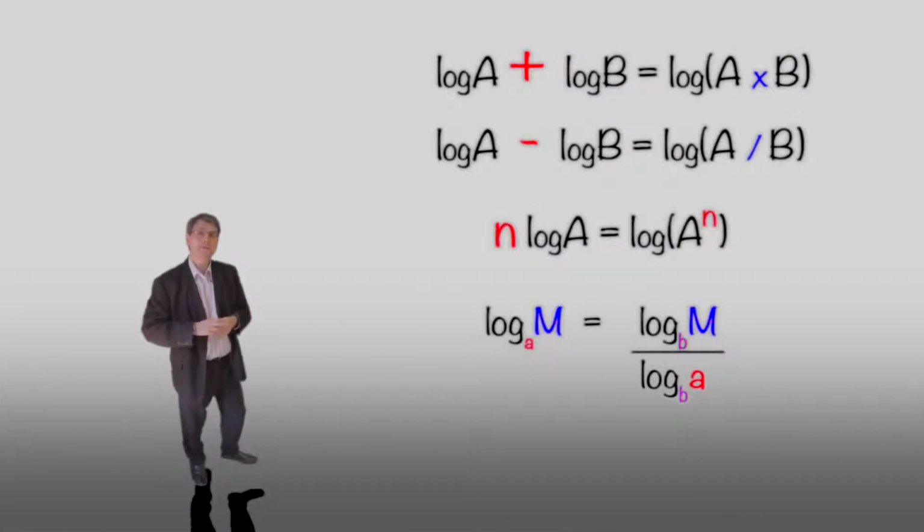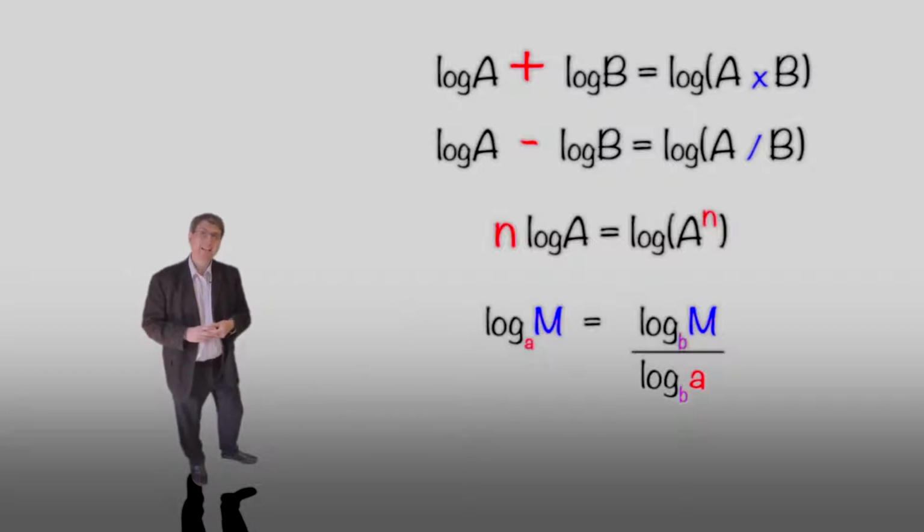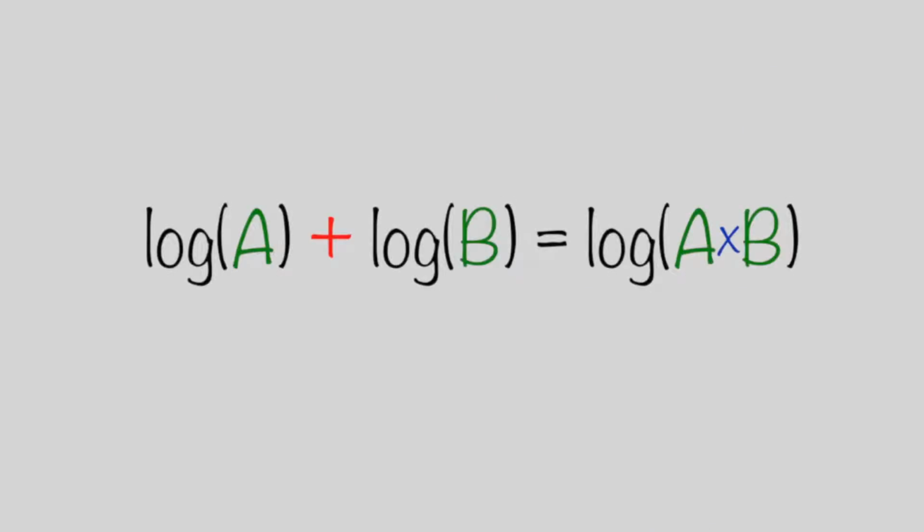Okay, so you've got down that little list of the laws of logarithms. Note that the log implied here could be to any base. That said, typically it's base 10. So we've got log of a plus log of b is equal to log of a times b.